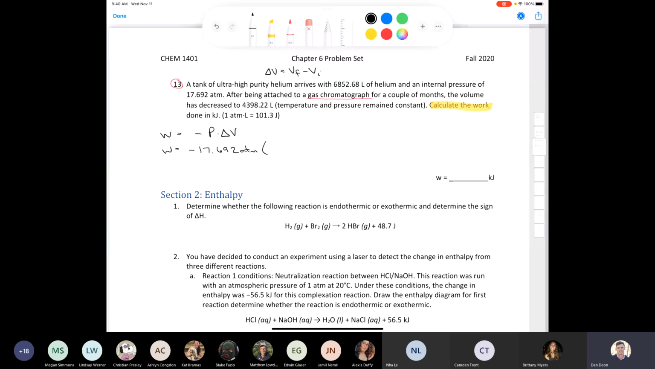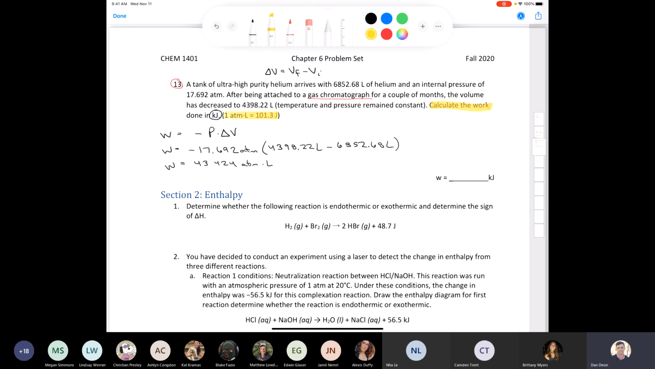And the change in our delta V is going to be, let's see, our final volume is what? 4,398.22 liters, subtract 600.68 liters, like that. So when you punch all that into your calculator, you get some wacky units here. So you multiply that out, you get 43,424 ATM liters.